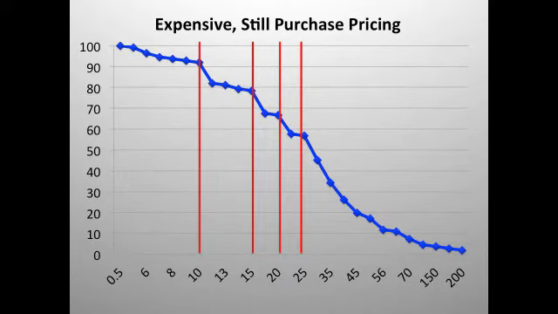Okay, now we're going to go on to expensive, but they would still purchase. At $10, a little over 90% of people say it's expensive, but I'm going to buy it. At $15, we go down a little bit more, and just below 80% of people say it's expensive, but I would still buy it. When we go to $20, we're just below 70% of people say it's expensive, but I'm buying it. And the next drop off is at $25, where a little less than 60% of people say it's expensive, but I'm getting it.